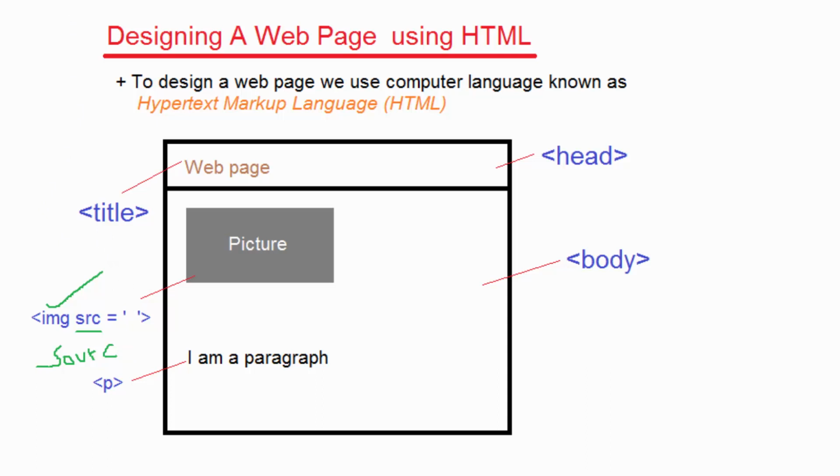Another tag which is very important is the paragraph tag. A paragraph tag is written like this with two brackets and a P inside it, and its work is to insert a paragraph. To understand it better, we will do it practically so that you are able to see how I'm using the tags.